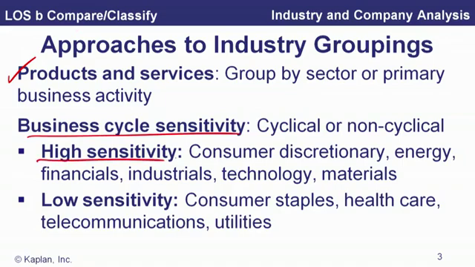Cyclical, or high sensitivity to changes in the macroeconomic cycle, is going to be consumer discretionary. So luxury goods and things that we buy that are expensive that we don't have to buy. Energy, technology, those types of things are going to have high sensitivity. On the other hand, we also have low sensitivity industries and companies. Those are consumer staples and healthcare, things that we're not able to do without. So if the economy is really poor, we still have to buy cereal or wheat or something along those lines.